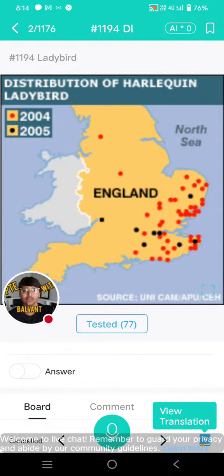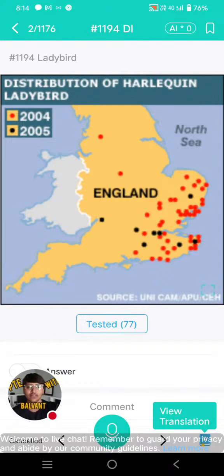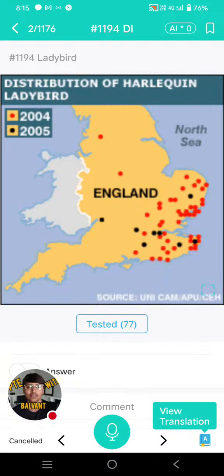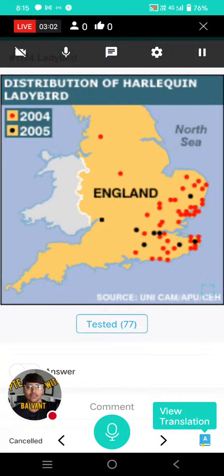So the distribution of harlequin ladybird is the main topic of this image. North Sea and England are also highlighted in this image. 2004 and 2005 values are also described on the left side of the image. Black dots and red dots are also observed in this image. Many different colors like yellow, blue and black are observed in this image. To conclude, this image is very interesting and informative, right?